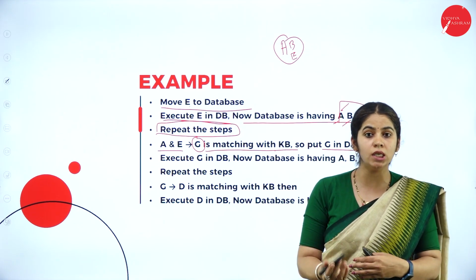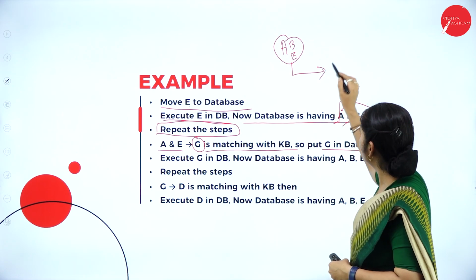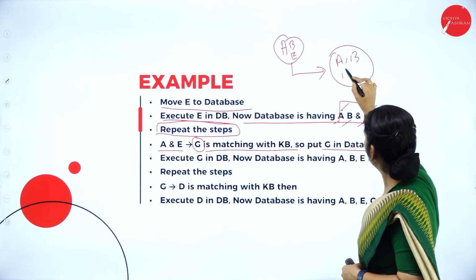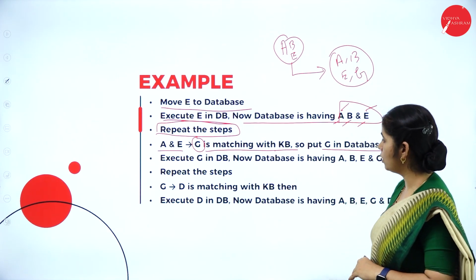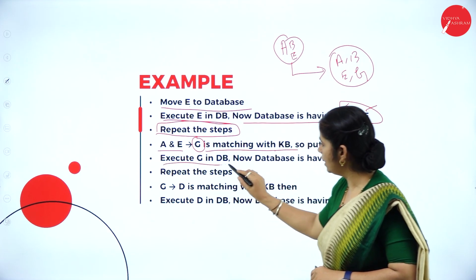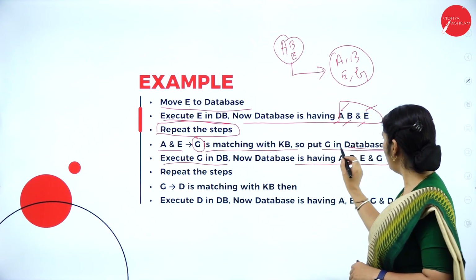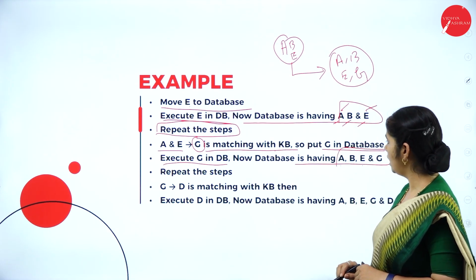So what do we have to execute? We have to execute G. Now the database will be updated as A, B, E and G, right? With the 4 literals. Execute G in the database. After executing G, how many elements do we have? A, B, E and G elements in the database.